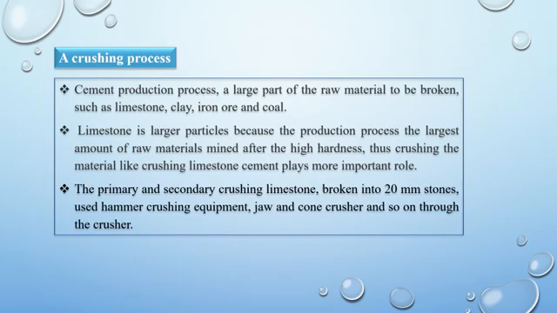In primary and secondary crushing, limestone is broken into 20 mm stones using hammer crushing equipments, jaw and cone crushers and so on through the crusher. Students, he said that the crushing of raw material is very necessary. Different crushers convert the limestone or the clay, which are raw materials used for the cement industry, into the size of 20 mm stones by using different equipments like hammer crushing equipments, jaw crusher and cone crushers.